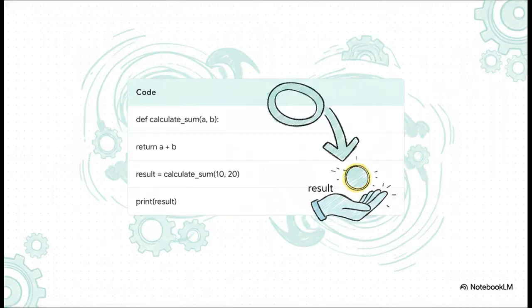Look closely at the code on screen. Notice the return A plus B inside the function. When we call calculate sum 10, 20, the function does the math and returns 30. Now look at the left side of that bottom line. We are catching that returned value and trapping it inside a variable named result. And because we successfully captured it, we can now use result anywhere else we want in our program.